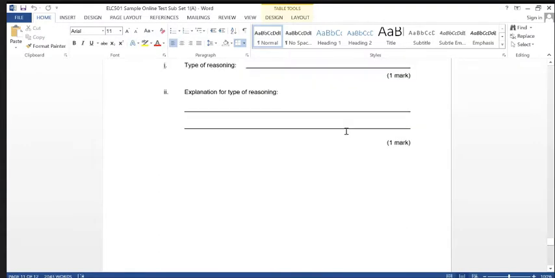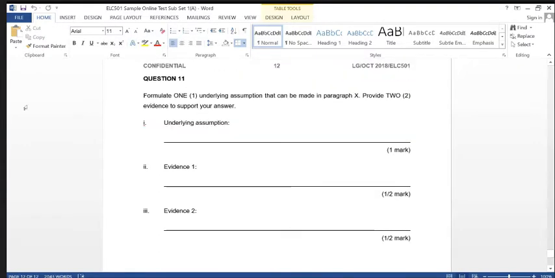And last but not least, question 11. There is underlying assumption. Assumption also has not been taught, but if you are able to comprehend inference, which I mentioned just now, you will know what to do for assumption.